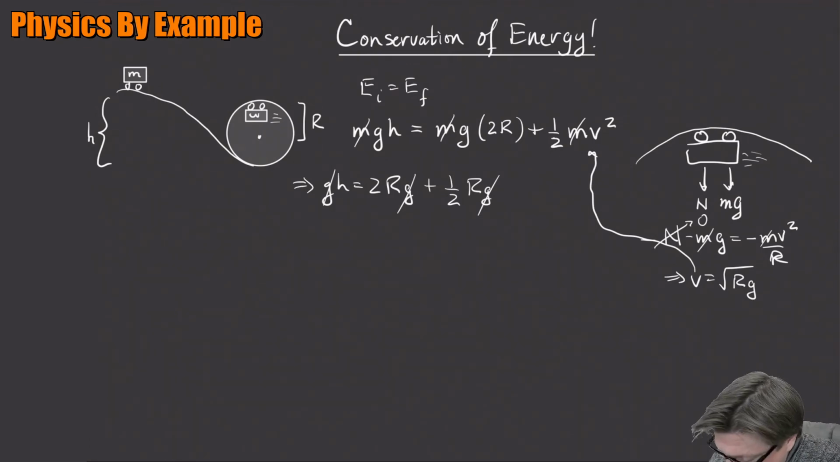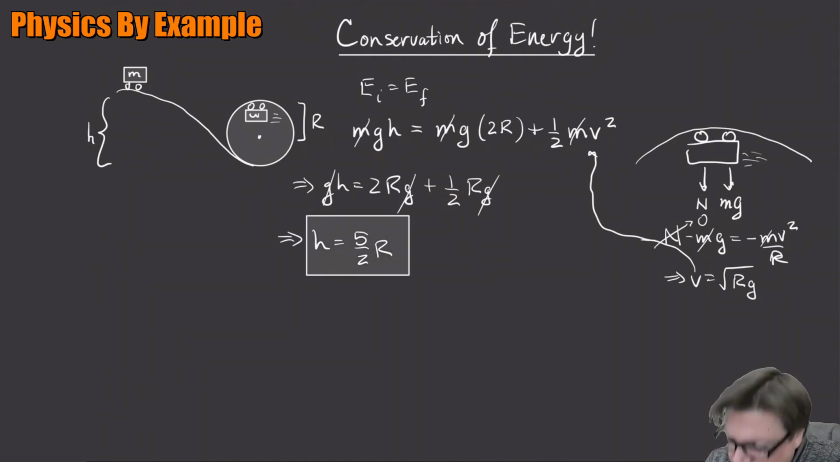So look, we're done. I can solve for my h. h is just 2r plus a half r. That's going to be 5/2 r. Very cool. Or 2.5 times r, right? So as long as my starting height is greater than or equal to 5/2 r, then I'm going to make it. This is going to be a safe ride, at least with the considerations we have so far.